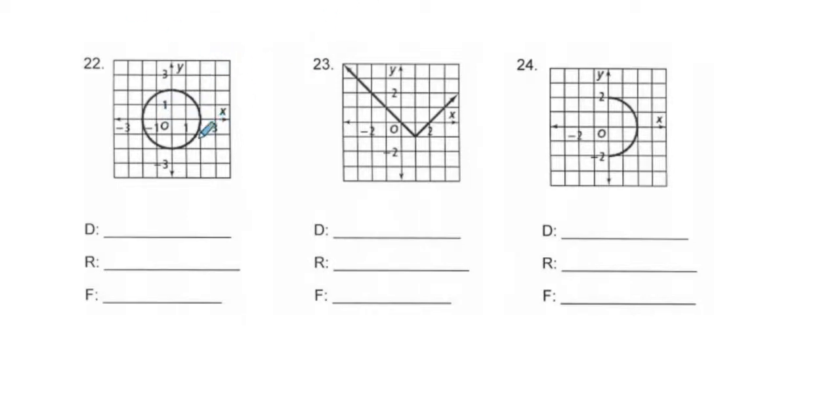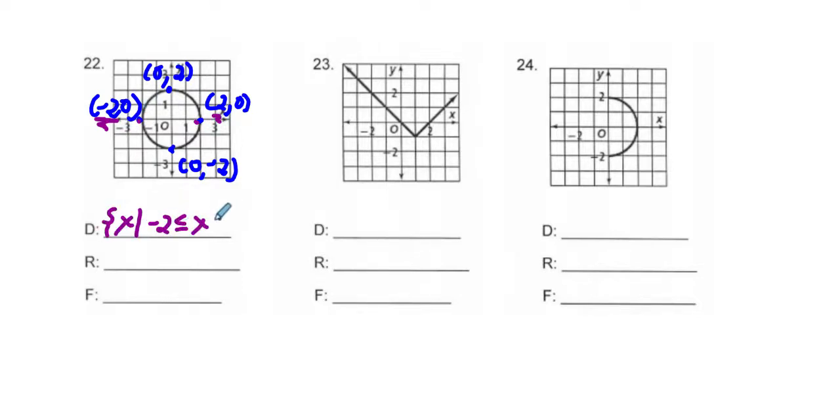All right, so let's identify these key values on the circle. This is (0, -2). We got (2, 0), (0, 2), and (-2, 0). So what is our domain? Well, our smallest x value is -2, and our largest x value is 2, and then I have all x values in between.